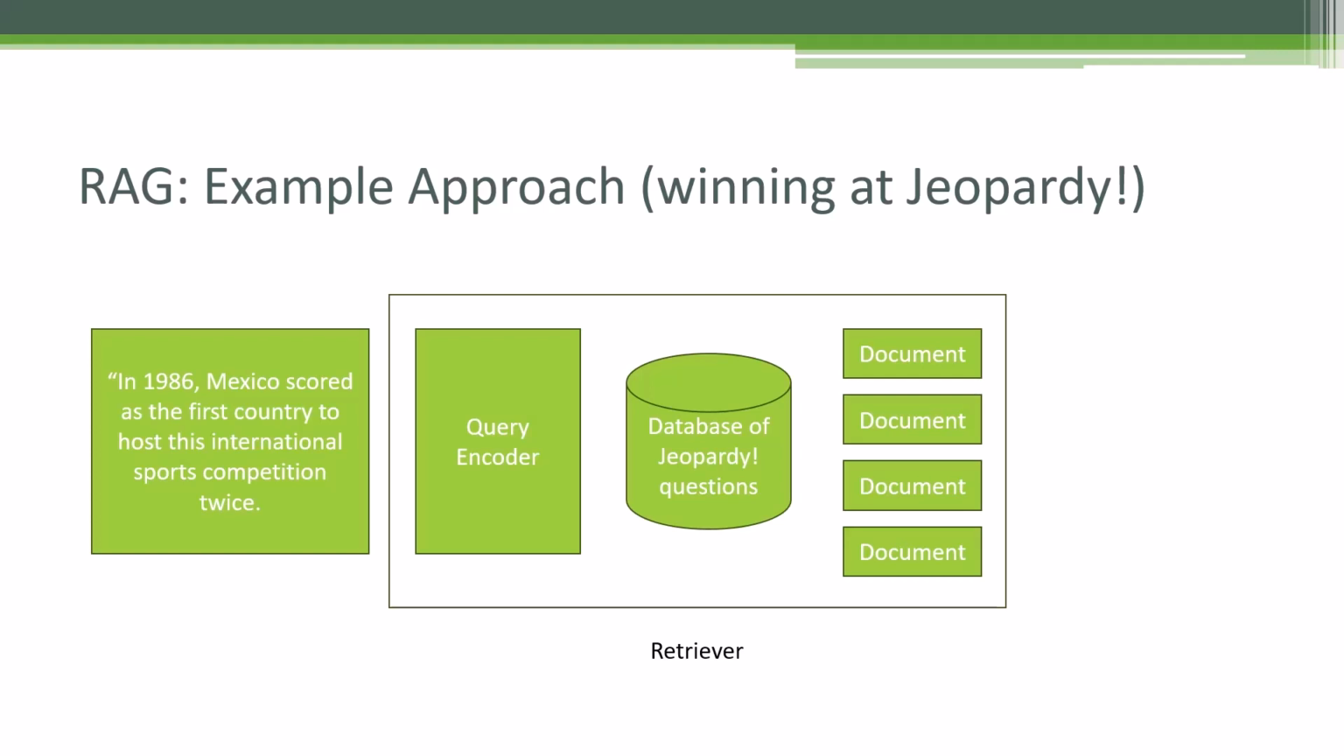Well, that's where our retriever module comes in. We pass that raw query into our query encoder. Its job is to expand on that query and incorporate data from our external retrieval. So let's say I have a database of every Jeopardy answer and question that's out there from all time. I can query that database for that answer and come back with a list of the most relevant questions that are associated with that answer, right? So I'm going to get back a list of documents sorted by relevance for that query. And I can then incorporate those into the query itself and rephrase that query to say, in 1986, Mexico scored as the first country to host this international sports competition twice.